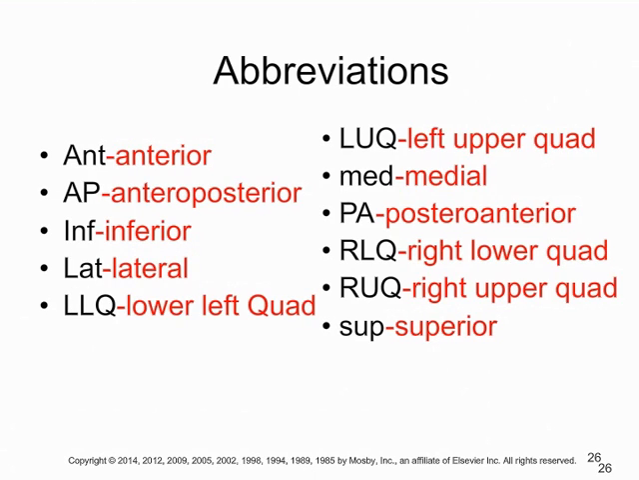Here is a list of the abbreviations found in Chapter 3. There aren't too many of them, and 4 of them are from the quadrants that we just looked at. So if you can understand how they're named, those ones are going to be pretty easy. We also have anterior and posterior. So we have ant for anterior. Anteroposterior gets AP. We have inferior, lateral, medial, posteroanterior, and superior. So not every directional term has an abbreviation, but these are going to be the ones that are most commonly used.